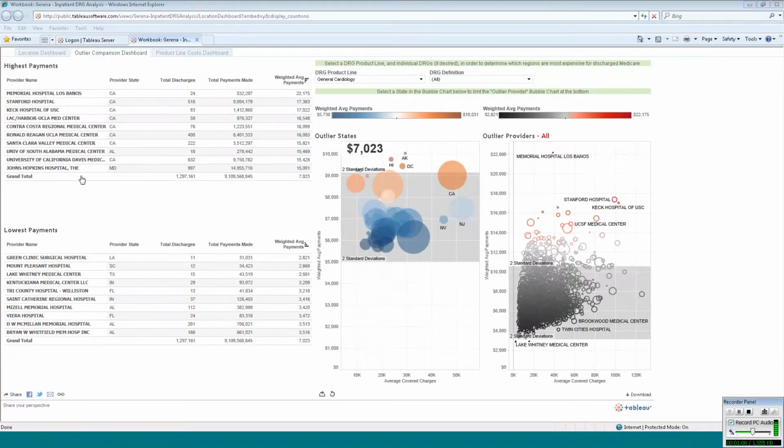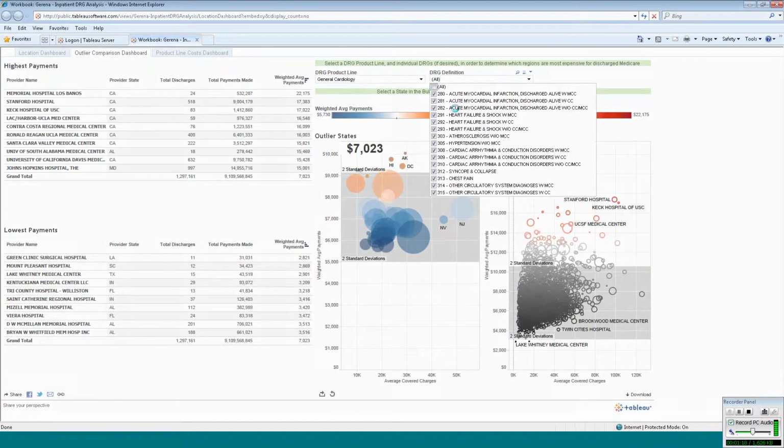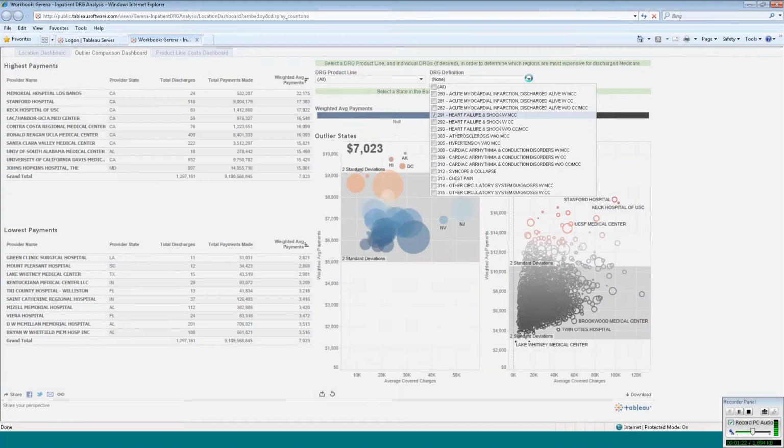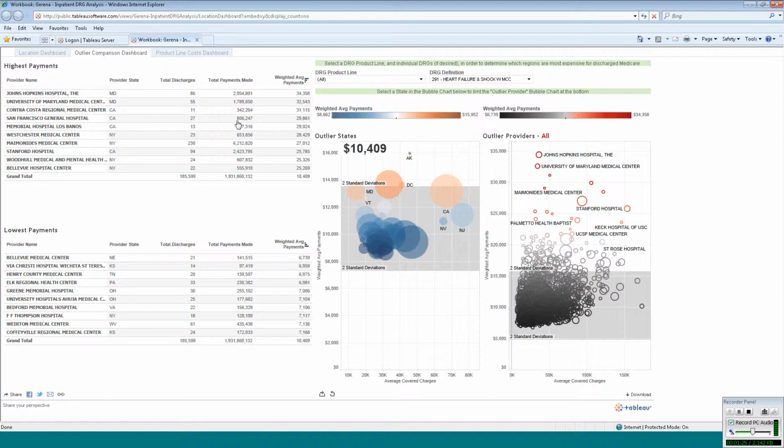The second dashboard allows me to look at the outliers, the highest relative to the lowest on a per patient basis. So here I can, again, look at general cardiology patients, but narrow it down specifically to DRG 291, for instance. When I do that, I can see the most expensive providers for DRG 291 tend to be in Maryland in this case, with Johns Hopkins and the University of Maryland Medical Center.